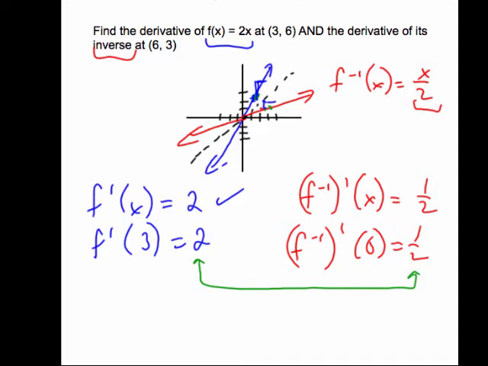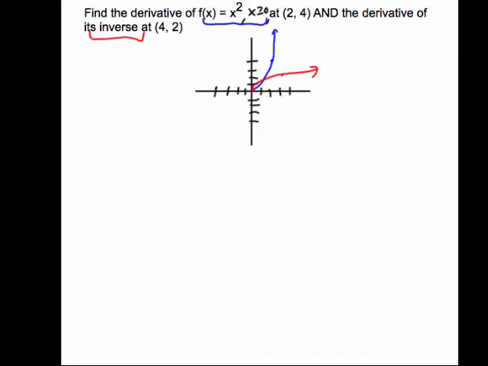So let's look at this with another example. Back to our parabola that I talked about earlier. And this time I want to know the derivative at (2, 4) on the original graph, which is here, and the derivative at (4, 2) on its inverse. Okay? Well, again, it looks as though these two slopes may have a reciprocal relationship. So let's check it out.